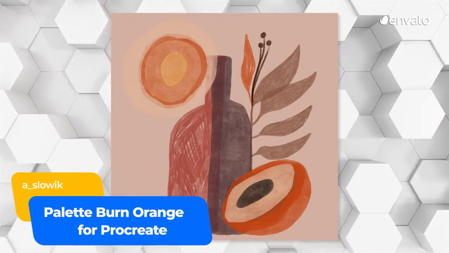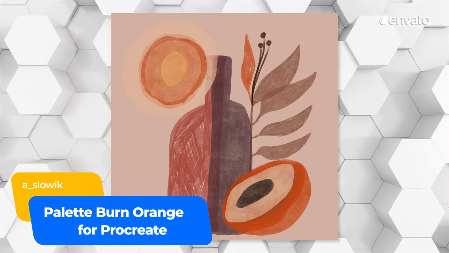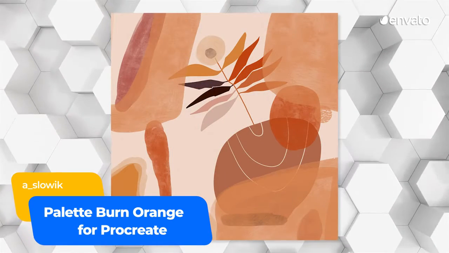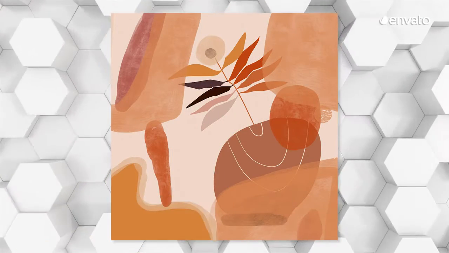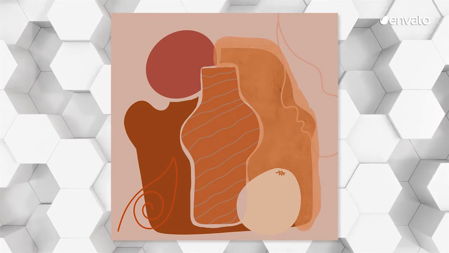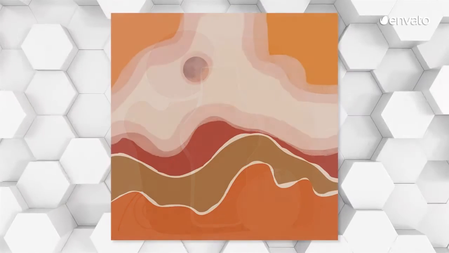If you're looking for earth tones, this burnt orange colour palette will make you think of walking through a huge pile of autumn leaves. Especially made for Procreate, the 30 swatches are ideal for drawing, illustration, and painting projects.